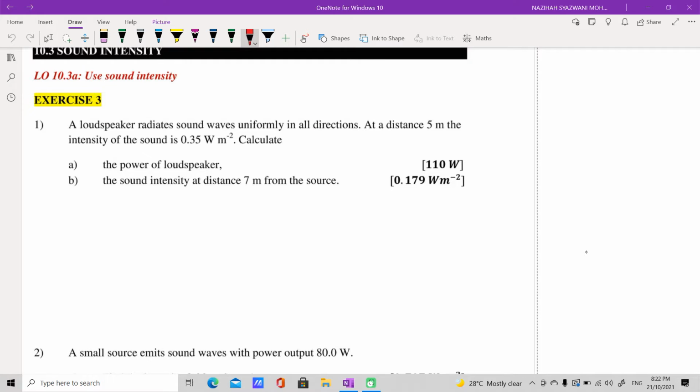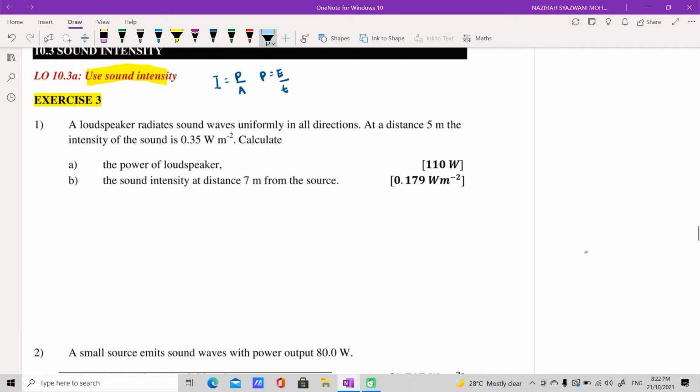So we will continue with chapter 10.3 sound intensity. Learning outcome 10.3a: use sound intensity. Just a quick review: the formula for intensity is I equals P over A, where P is power and power is energy over time. This is a very important formula for you to use in this learning outcome.